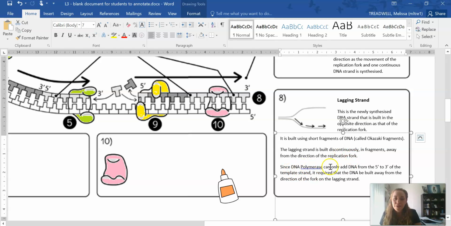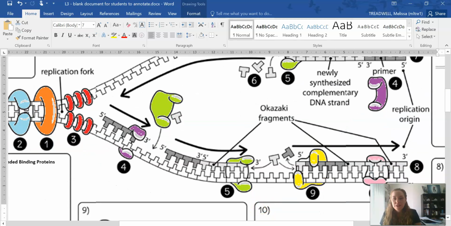Since DNA polymerase can only add DNA fragments in a 5' to 3' direction of the template strand, it is required that DNA be built away from the direction of the fork. So let's just say that we've started with helicase over here, it's coming through. Then as it's coming through, primase starts a section in the direction of the 3' to 5', the direction it can travel on the template. And then we've got the DNA polymerase coming in and building that section.